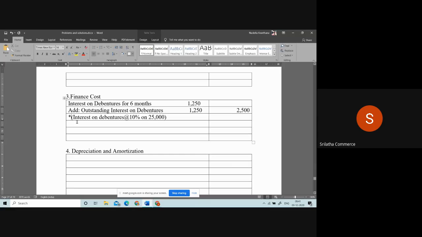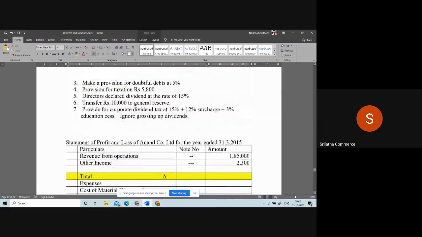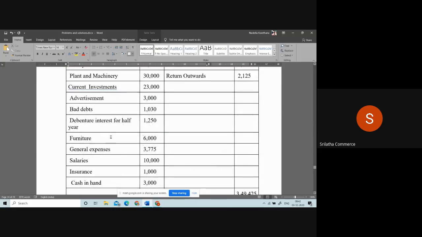I am showing this on 25,000 at the rate of 10%. We have to show 2,500 interest on debentures. It is only a hint. So in 2,500, 1,250 is already given in the trial balance. We already paid. Given in trial balance means this is the amount we paid. But what is the amount you have to pay? 2,500. So still outstanding is how much? 1,250. So total interest on debentures 2,500 to be shown in the outer column. Is it clear? Then the next, after interest on debentures, furniture comes in the balance sheet.